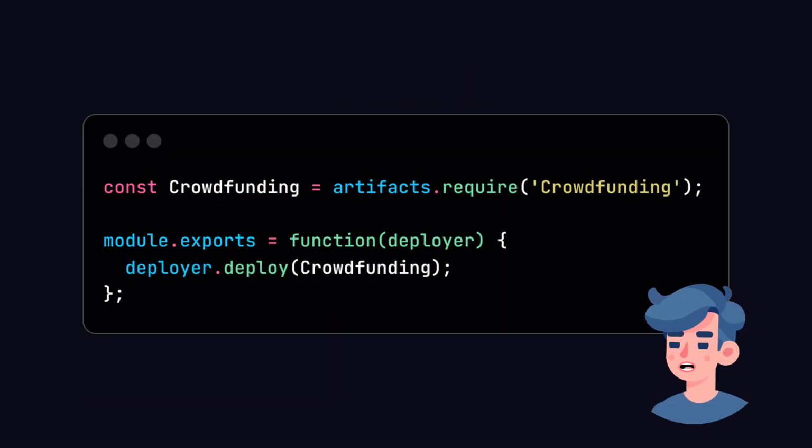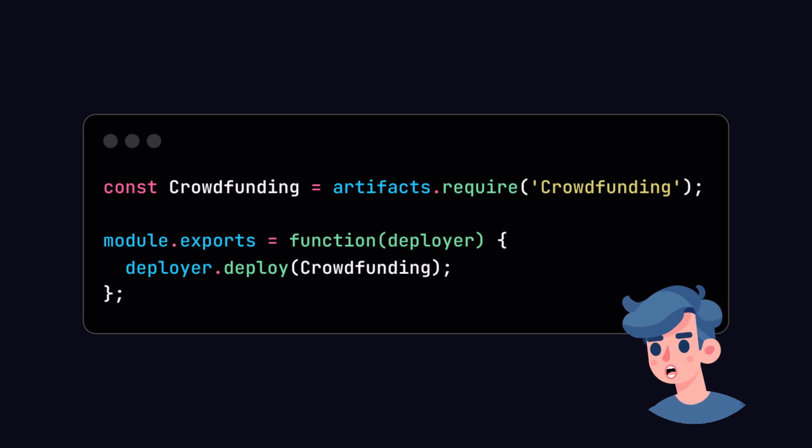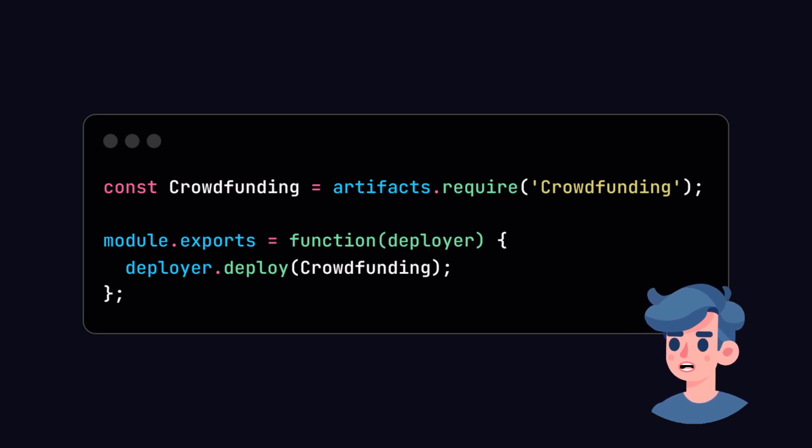With our contract fully defined, let's write some migration scripts to deploy it. Create a new file called to_deploy_contracts.js under the migrations directory. This script tells Truffle to deploy our crowdfunding contract to the Ethereum blockchain.